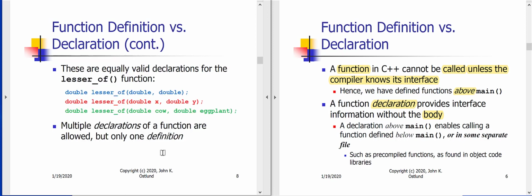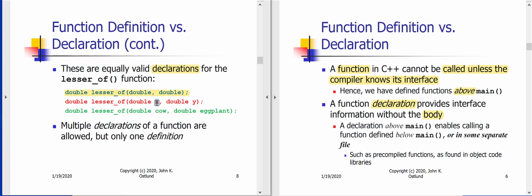So for example, a declaration of the lesser of function, remember that lesser of takes two doubles as arguments and returns a double as its result. That is, it returns the lesser of those two arguments. Each of these three statements here is a valid declaration of that lesser of function. Notice that it just consists of the name of the function, the list of parameters, including the types, but not necessarily including the names, and the return type, and then we have a semicolon stuck on the end. So that's all we need.